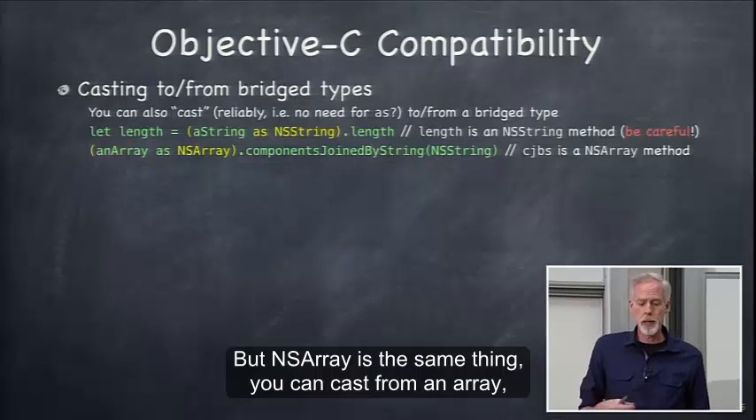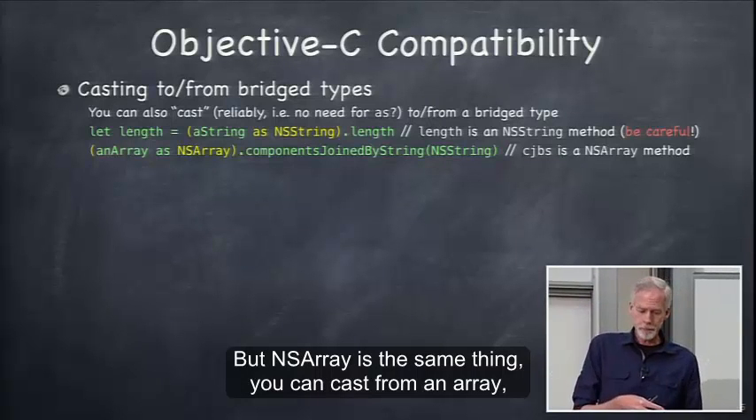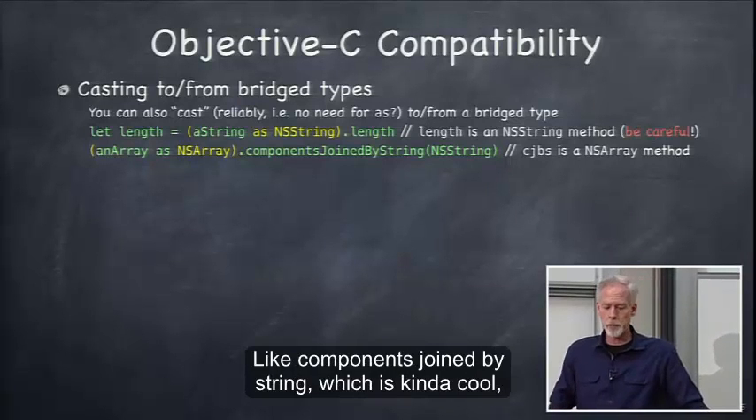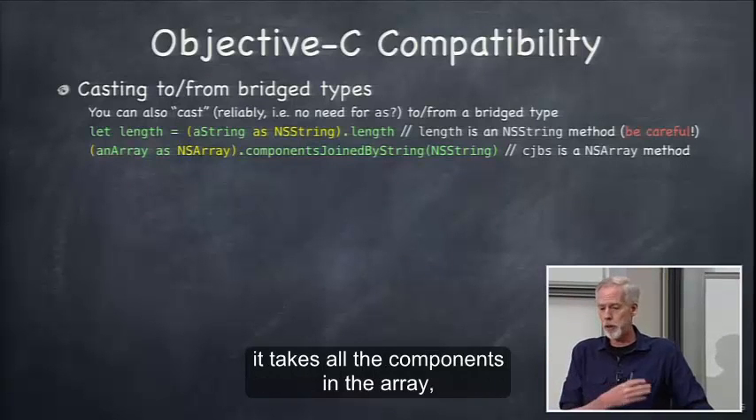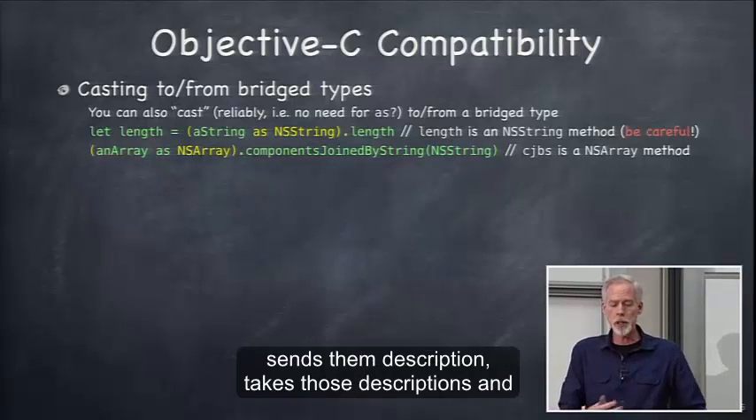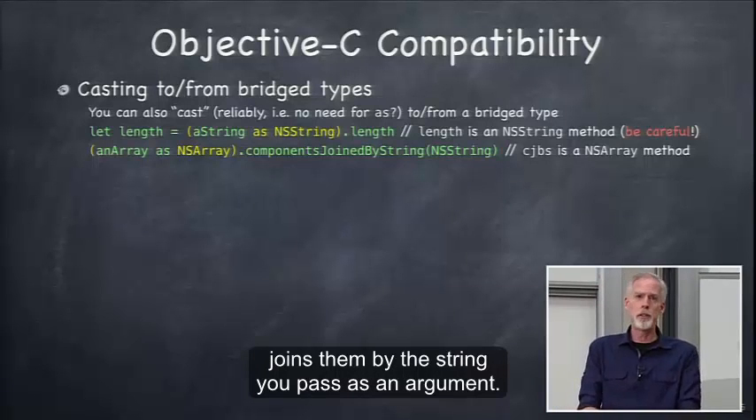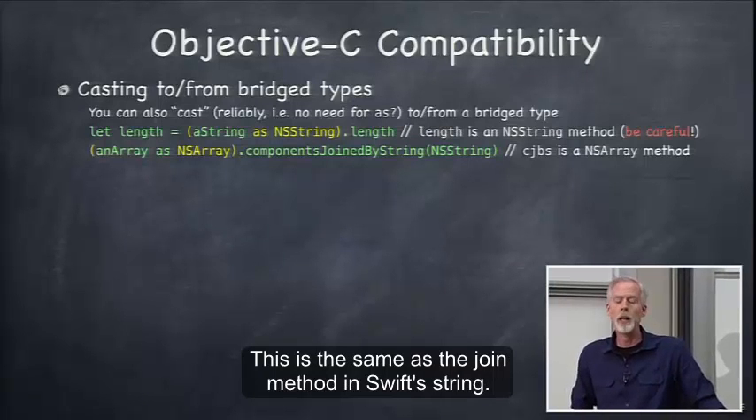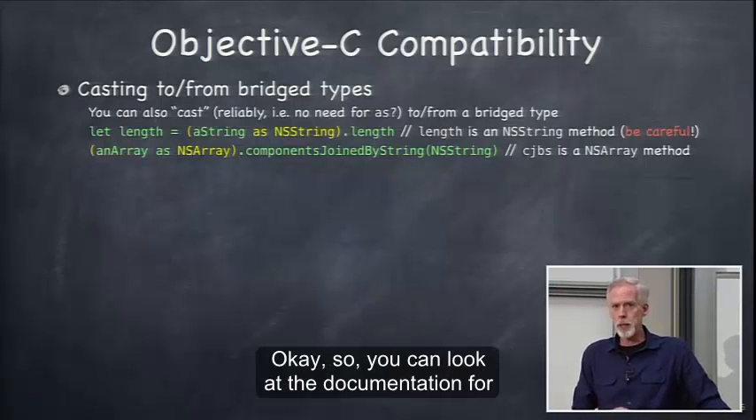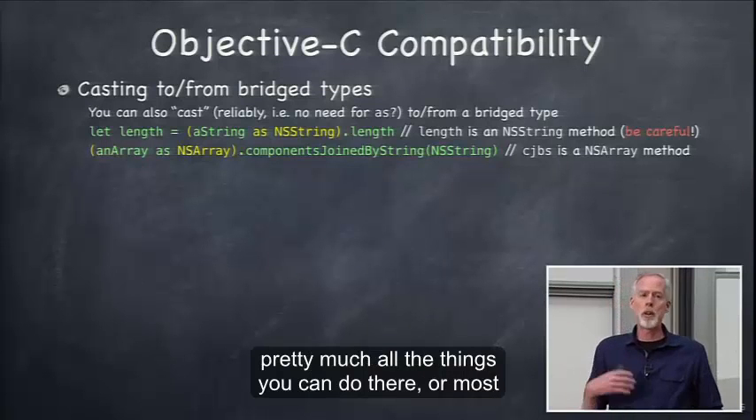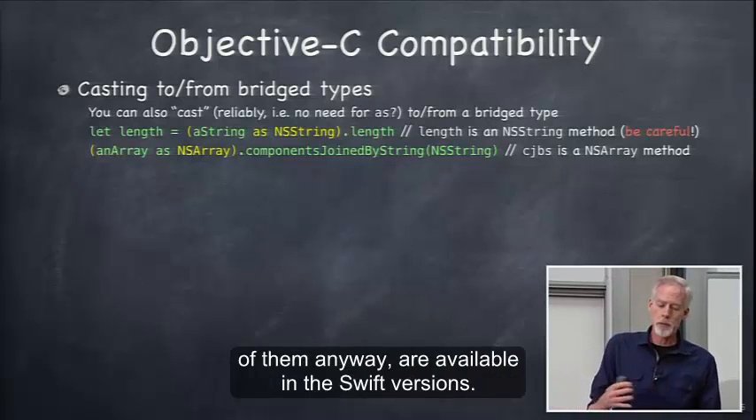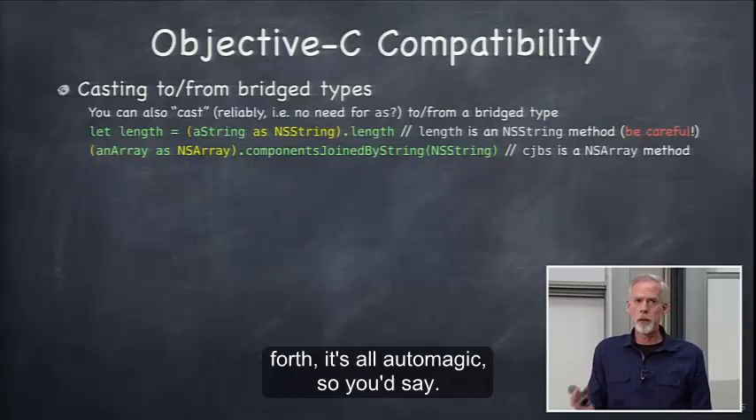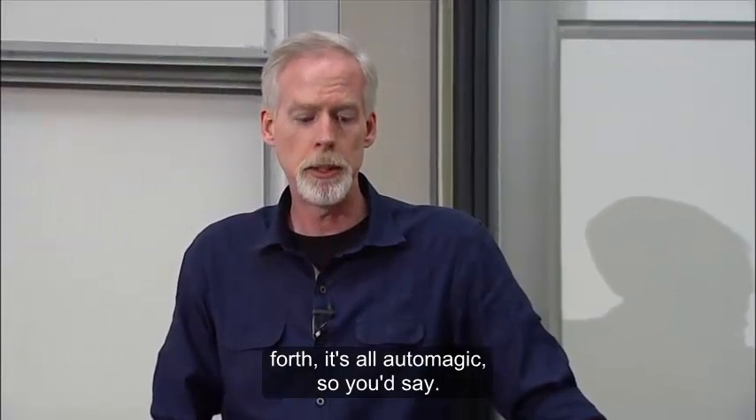But NSArray is the same thing. You can cast from an array that you have in Swift to an NSArray, and then you can call methods in NSArray, like componentsJoinedByString, which is kind of cool. It takes all the components in the array, sends them description, takes those descriptions and joins them by the string you pass as an argument. This is the same as the join method in Swift's String. Okay, so you can look at the documentation for NSString and NSArray, but pretty much all the things you can do there, or most of them anyway, are available in the Swift versions. But again, if you're passing them back and forth, it's all automagic, as we would say.